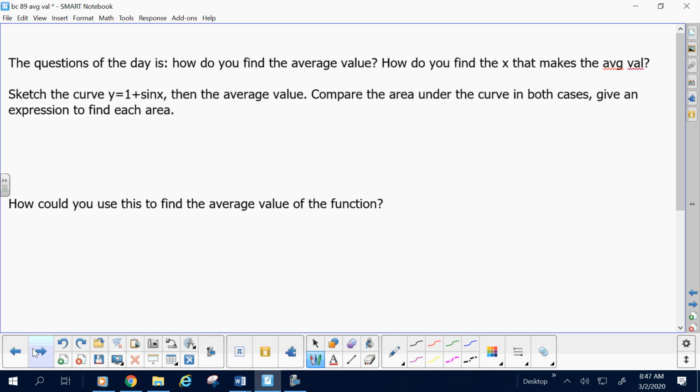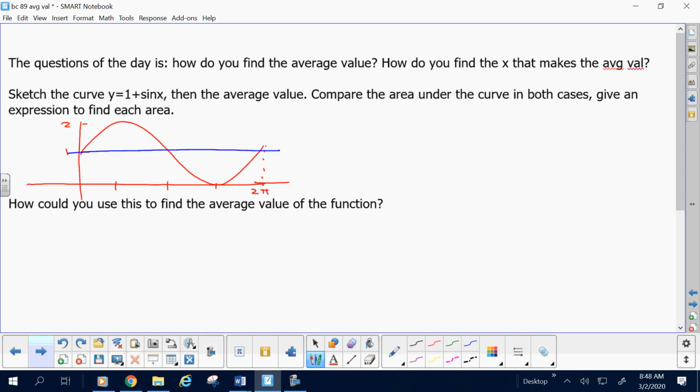Would you sketch the curve 1 plus sine of x? Then just one period is fine. Then where do you think the average value would be? Where do you reckon the average value would be? 1. You are correct. The average value is 1. Yeah? All right.